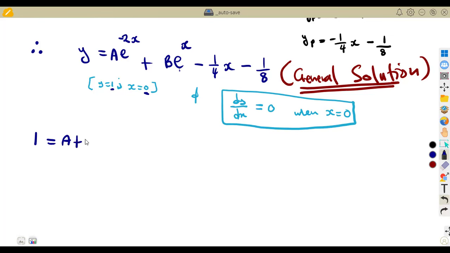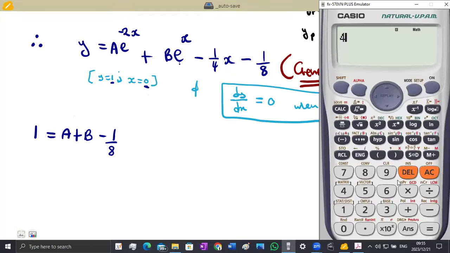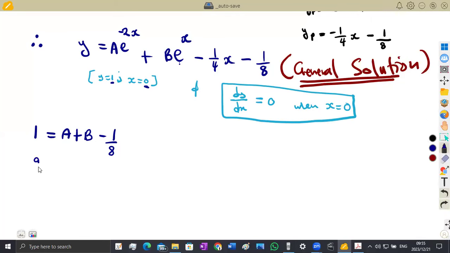1 times b is going to give us b. Any number times 0 is 0, so you're going to remain with minus 1 over 8. Then we can transpose this so that we have a plus b. So you're going to have 1 plus 1 over 8, which will be 9 over 8. So 9 over 8 is equal to a plus b. Just leave it like that. It's an equation on its own. This is the one that you obtain when y is equal to 1 and x is equal to 0.